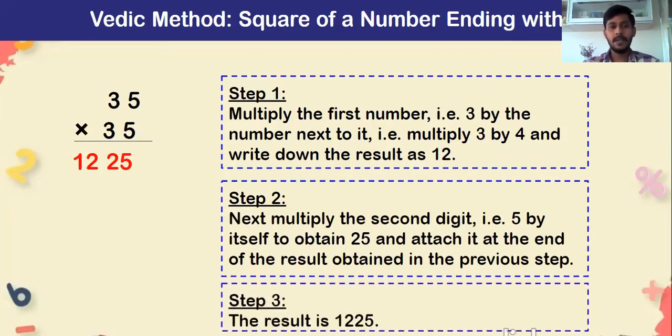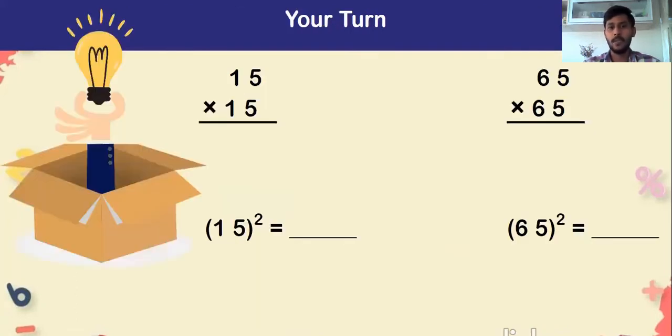So I am repeating the steps. In the first step, we multiply the tens place number with its succeeding number, and here the number is 3. So multiplying 3 with 4 gives 12. Now our second step is that the ones place will always be 5 here, so multiplying 5 with itself gives 25, and combining both results gives our final answer, 1225.